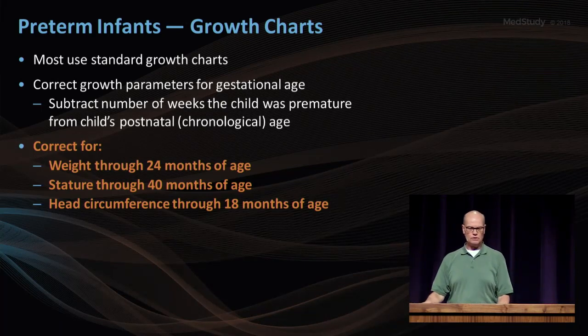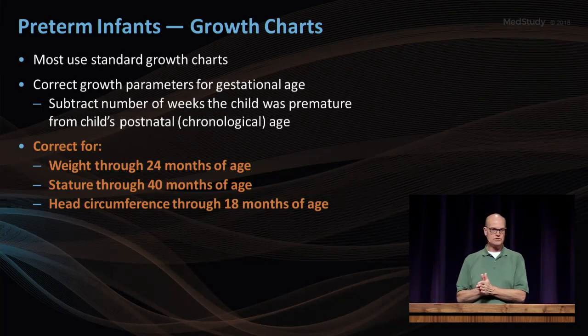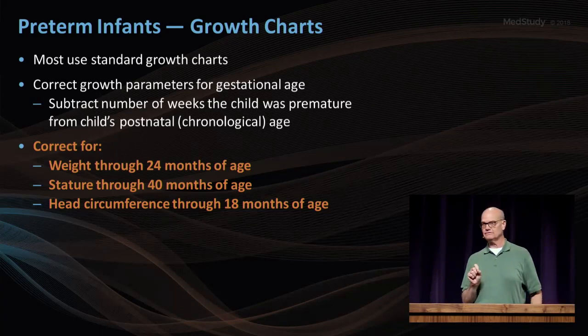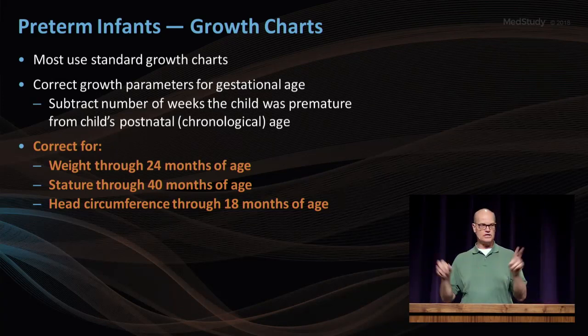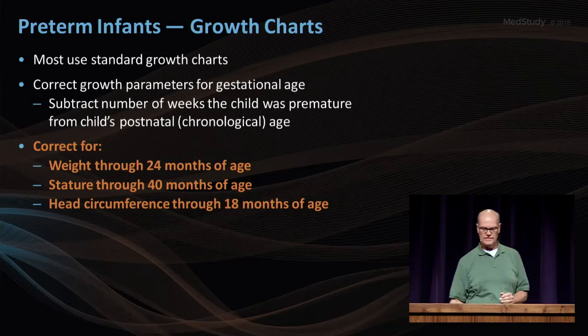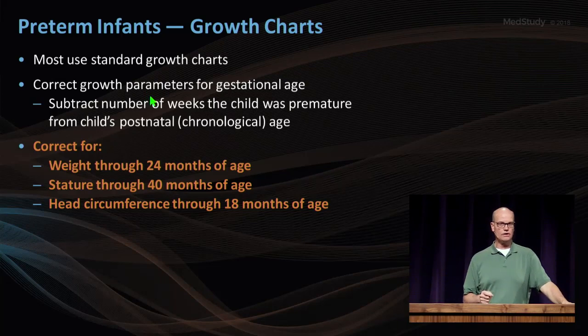And then correct for 24 months for weight, 40 months for stature, and 18 months for head circumference. So again, before you identify a premature infant as failing to thrive, be sure that you look at that infant's chronologic age and see if he or she is still within this age range to make an adjustment and therefore not initiate additional workup.